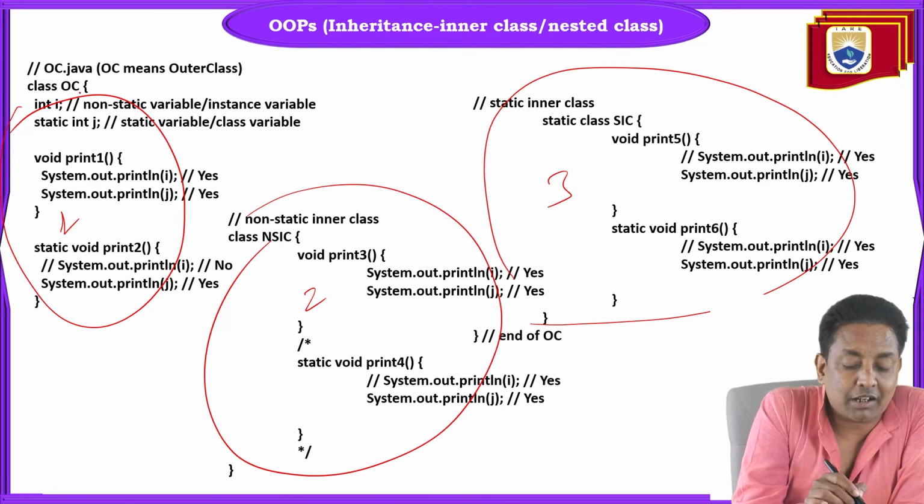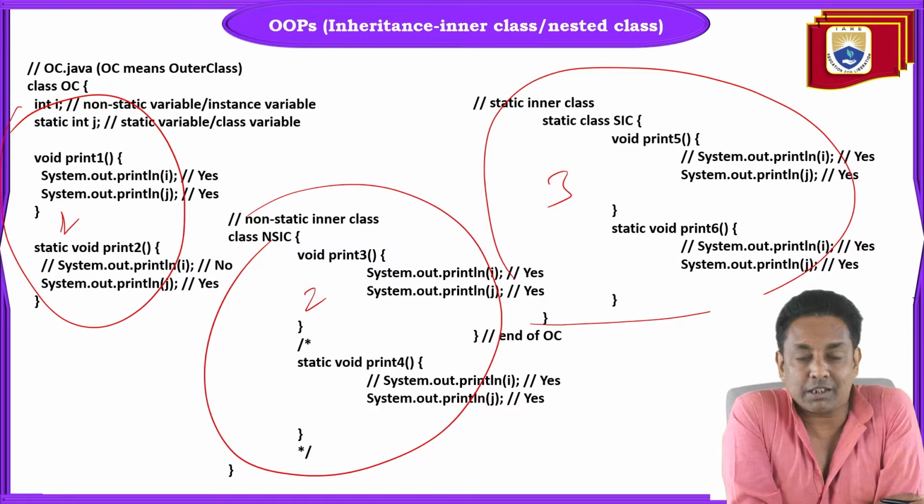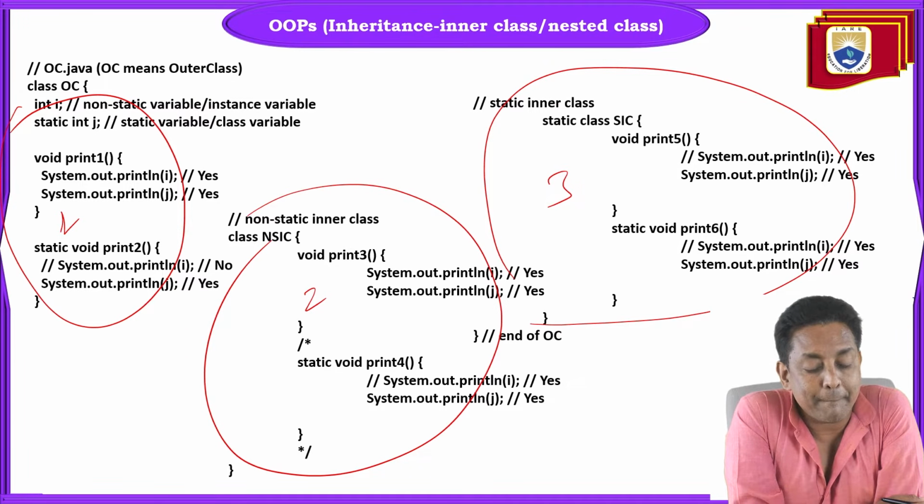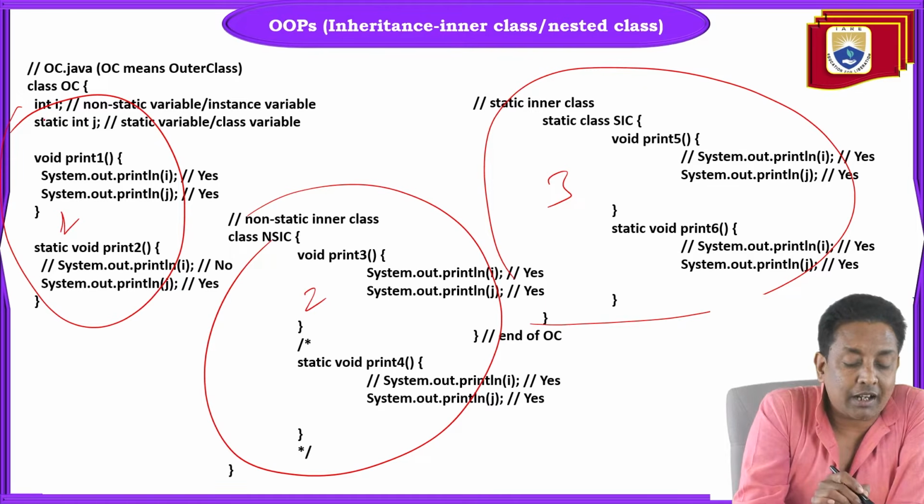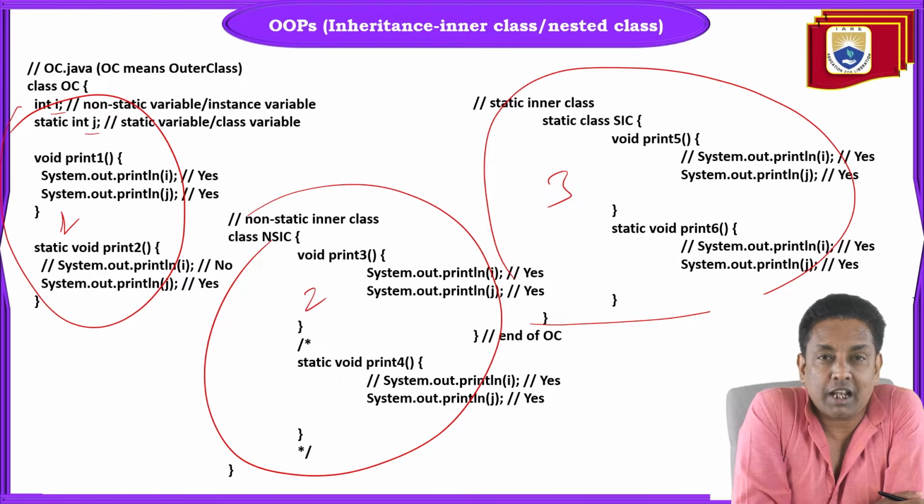Here I am writing a class called OC. OC means outer class. In the OC, I declare two variables, int i and static int j. Int i is an instance variable. Static int j is a class variable.